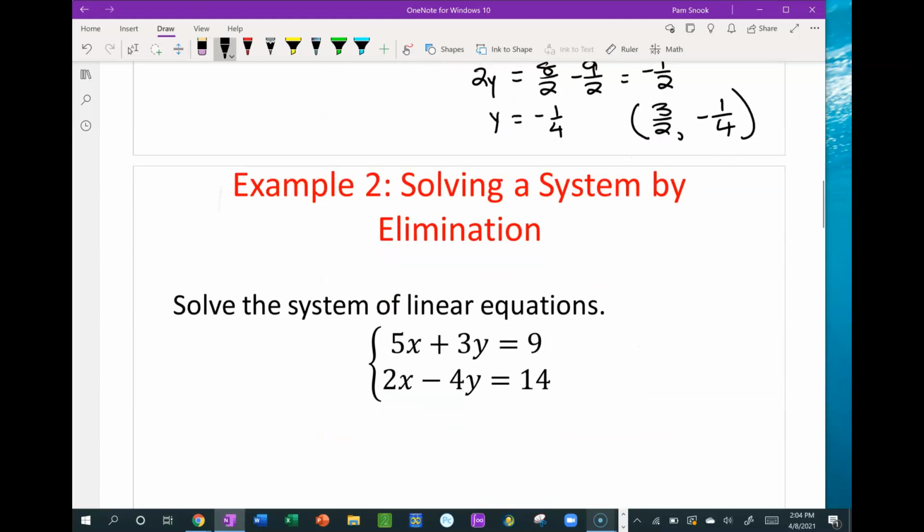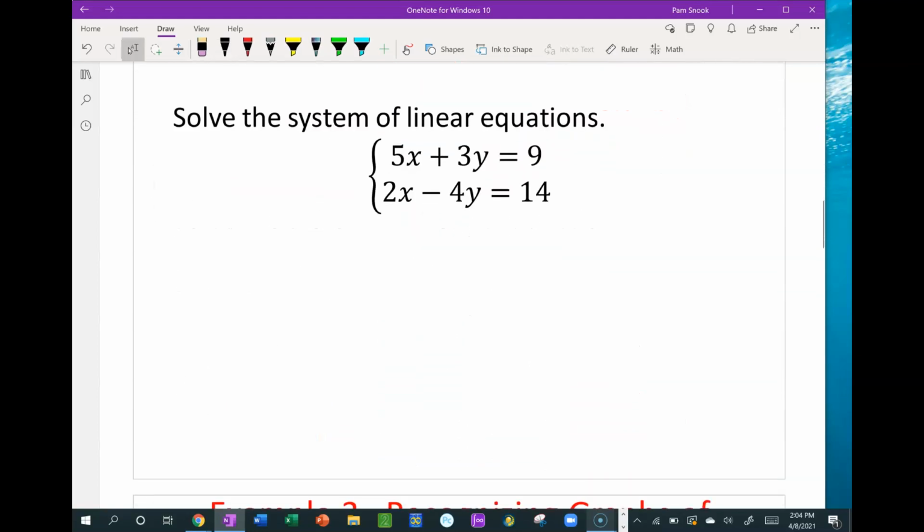All right, let's do another one. Now this time when I look at my system, I don't see a variable that just drops out easily by adding the equations together. So what I'm going to have to do is multiply. And I'm going to multiply each equation by a different number and then force one of my variables to drop out. And here's how I'm going to do that. I have this coefficient 5 in front of x in my first equation. So I'm going to multiply the second equation by 5. And I'm going to make that a negative 5 so that my signs are opposite.